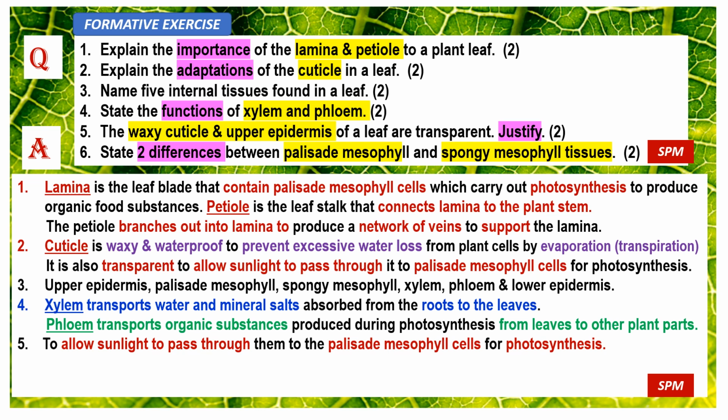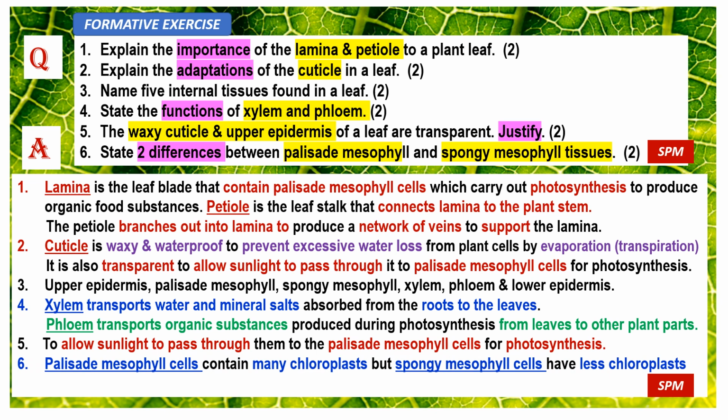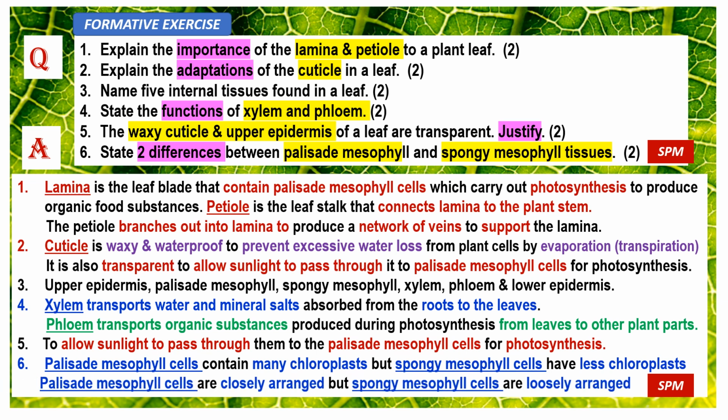Number 6, state 2 differences between palisade mesophyll and spongy mesophyll tissues. Now, this is a past year SPM question, and also this fact was tested in the recent SPM exam 2021. So palisade mesophyll cells contain many chloroplasts, but spongy mesophyll cells have less chloroplasts in them. Secondly, the palisade mesophyll cells are closely arranged, but spongy mesophyll cells are loosely arranged, so that the spongy mesophyll cells can form the air spaces for diffusion of carbon dioxide.